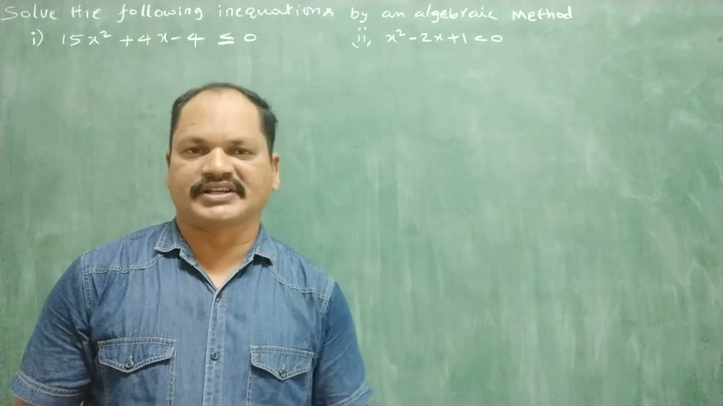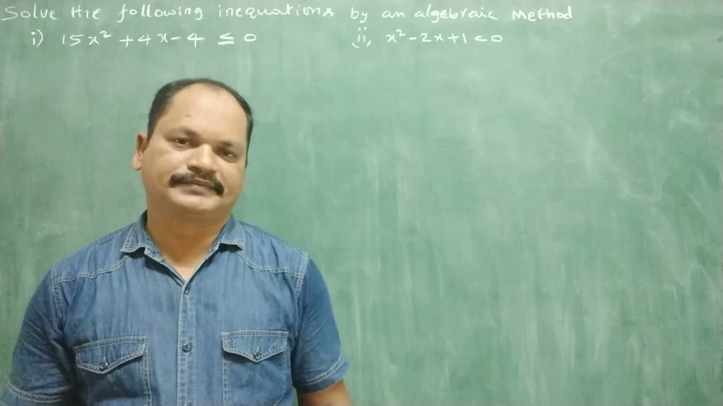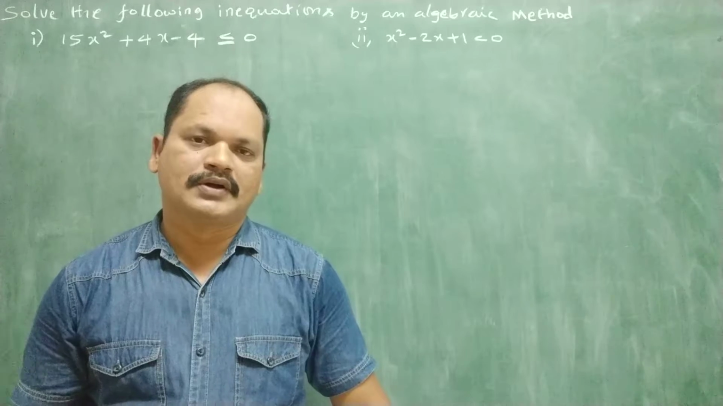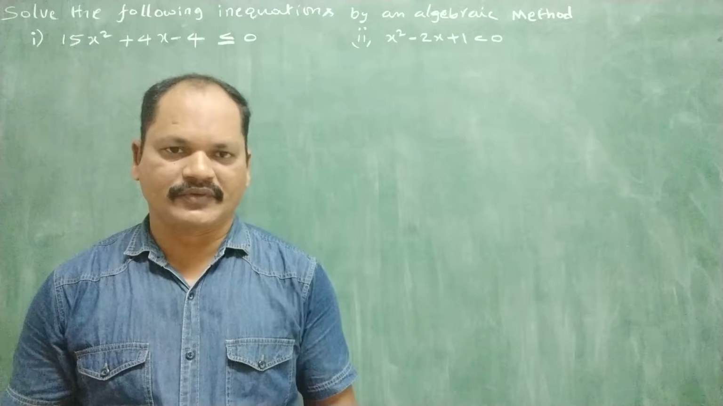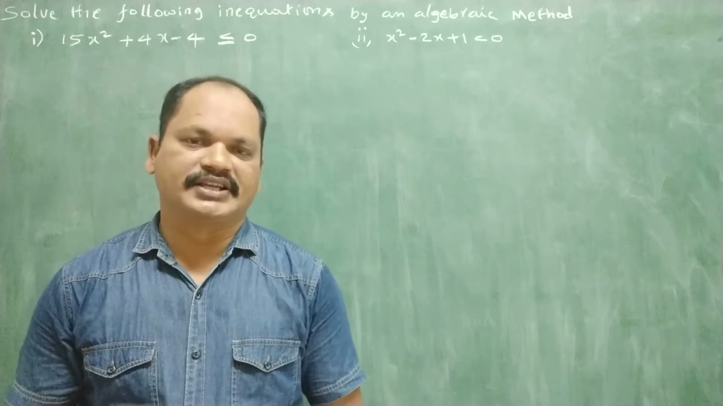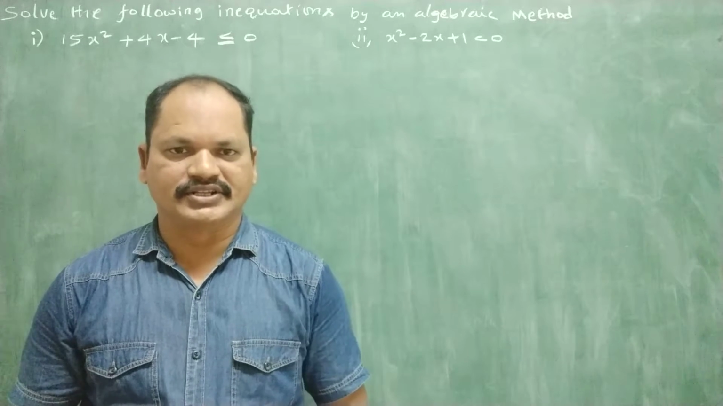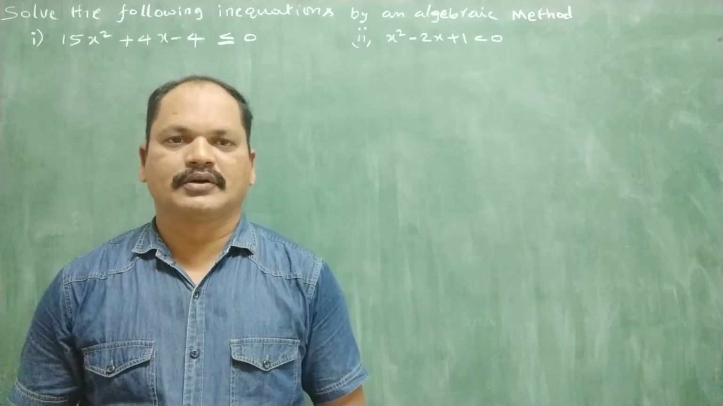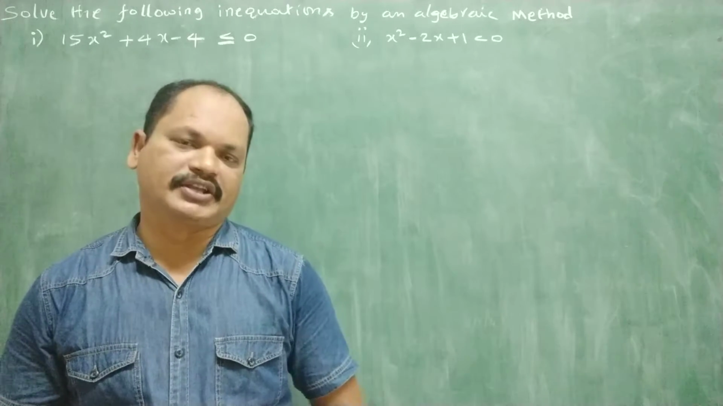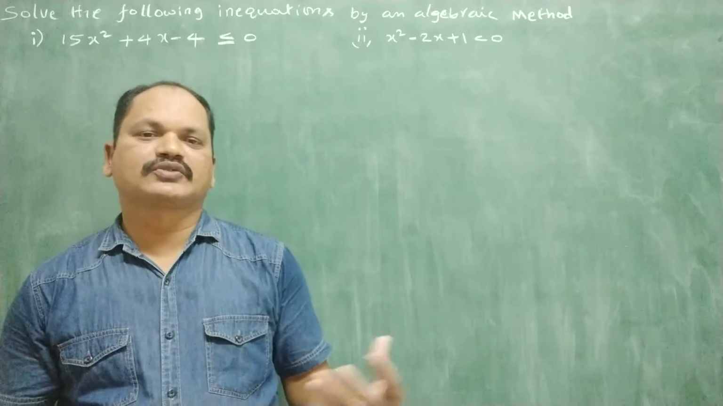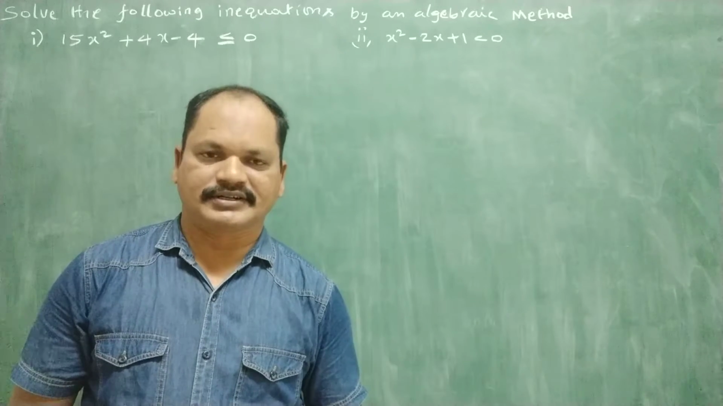Suppose we take f of x as an expression. If f of x is equal to 0, then it represents an equation. If f of x is positive, meaning f of x greater than 0, then it is an inequation. If f of x is negative, meaning f of x less than 0, then it is an inequation. Or f of x greater than or equal to 0, f of x less than or equal to 0 are also called inequations. Right? That's why you have to solve these inequations by algebraic method.